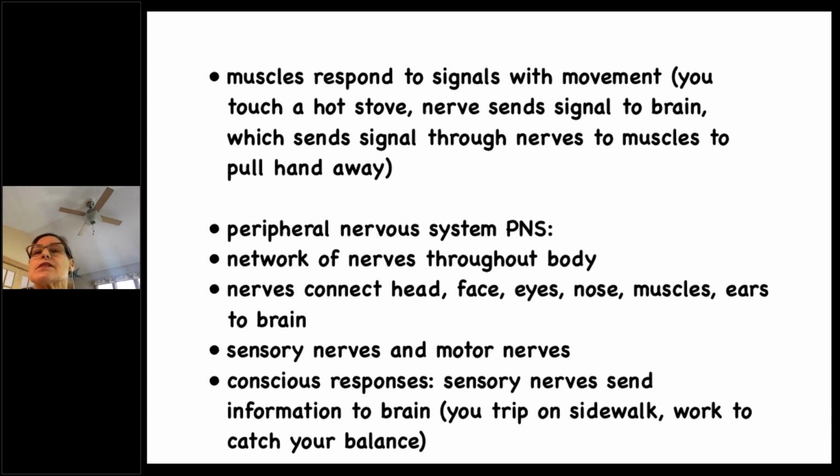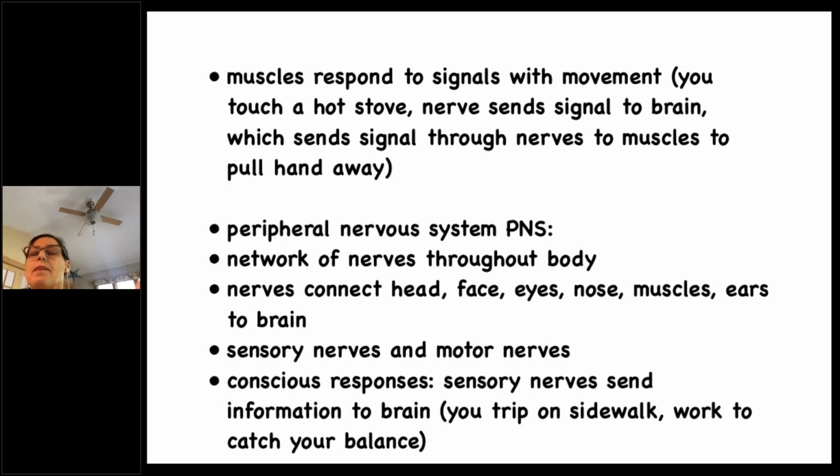The peripheral nervous system is the network of nerves throughout the body that connect your head, your face, your eyes, nose, muscles, ears to your brain. They're made up of sensory nerves and motor nerves. The sensory nerves go from, you can picture like the tips of your fingers, they go back to the brain. The motor nerves go from the brain to your fingers and to all these other parts of the body.